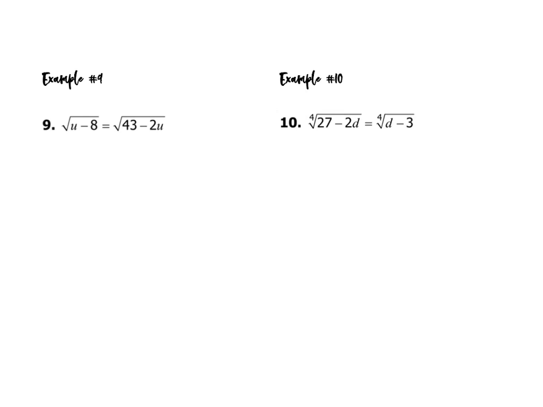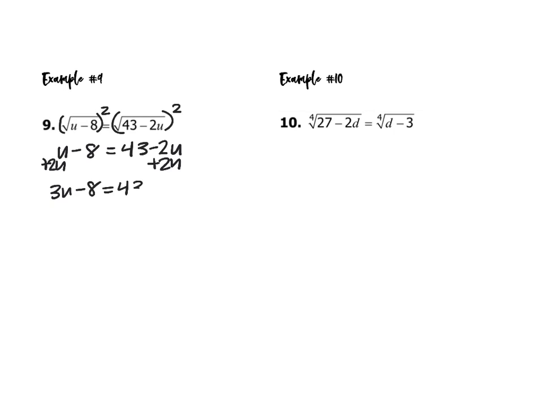Now looking at example number 9, we have radicals on both sides, and all I'm going to do there is raise it to the exponent on both sides. So this becomes u minus 8, and this becomes 43 minus 2u, and I can solve it like a regular equation. So I'm going to subtract u from both sides, or add 2u, excuse me. So 3u minus 8 equals 43.